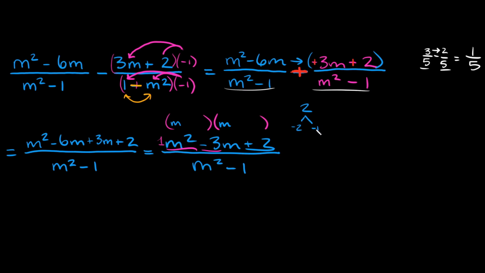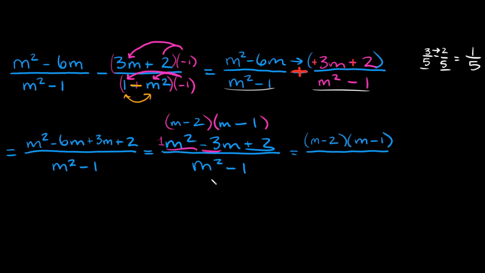Negative 2 times negative 1, that's equal to positive 2, and negative 2 plus negative 1 is equal to negative 3, which is the number we're looking for in the middle, right? So these are the two numbers we're going to use, negative 2 and negative 1. So minus 2, minus 1. Okay, so then this is going to be equal to our factors up here, m minus 2, m minus 1. So m minus 2, m minus 1.